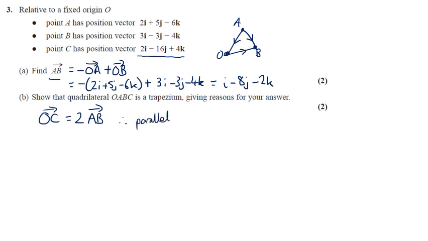OC and AB, let's write this, so OC and AB are parallel, and if you've got a four-sided shape, OABC, and two sides are parallel, that's the definition of a trapezium. Now we didn't need to check any other sides, because if OA and BC were parallel as well, that would give a parallelogram, but a parallelogram is just a special case of a trapezium. So it suffices just to do that.